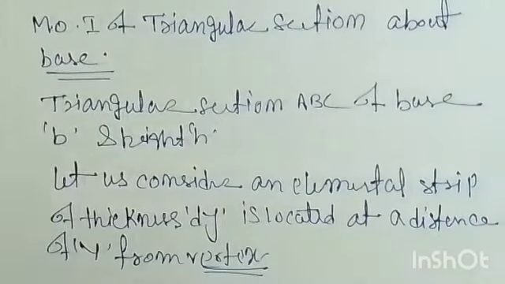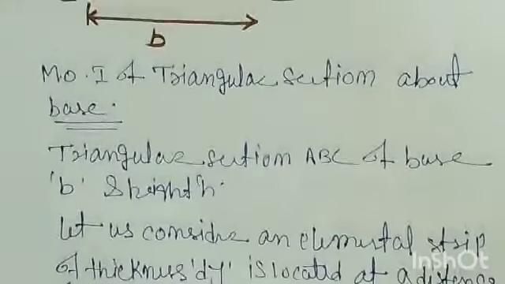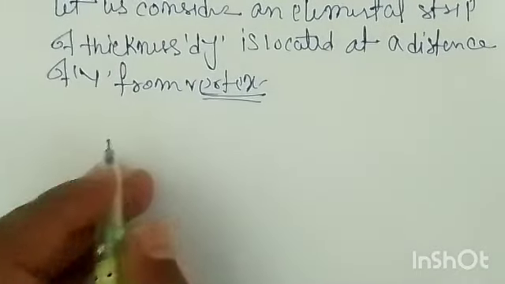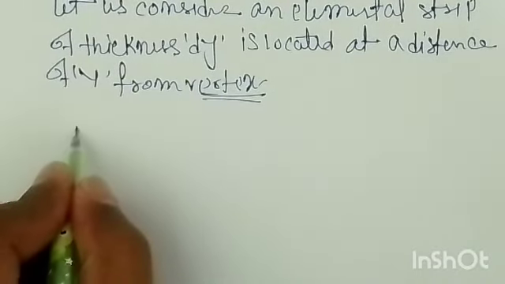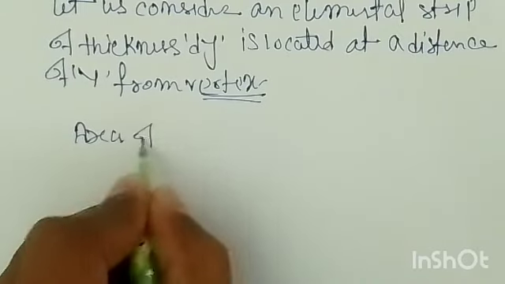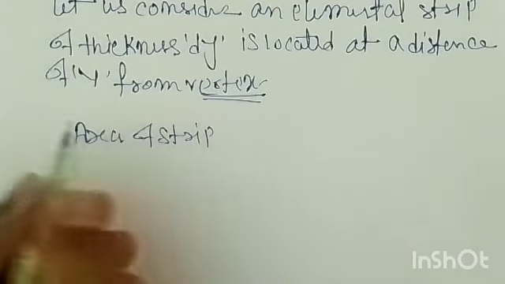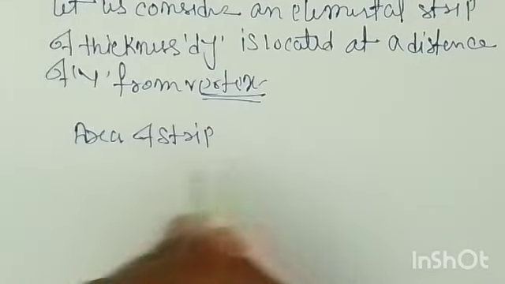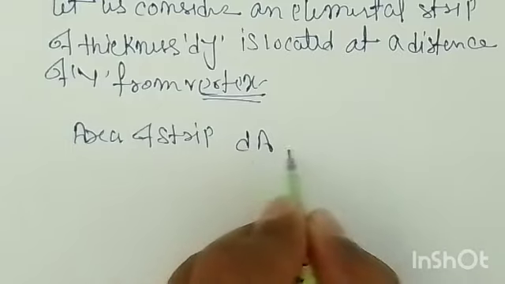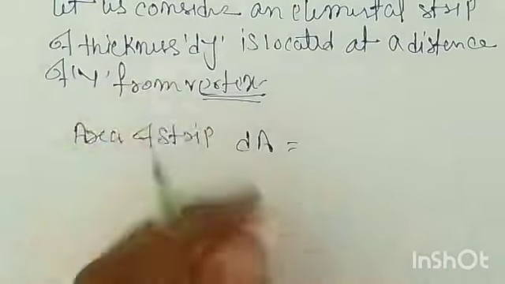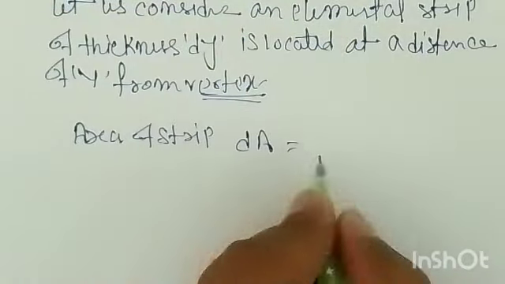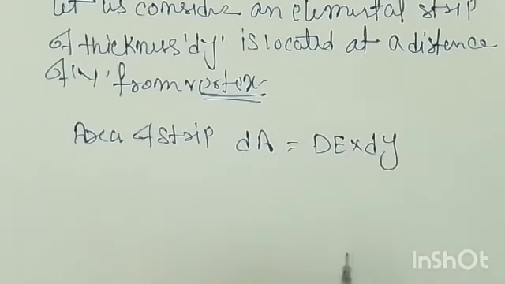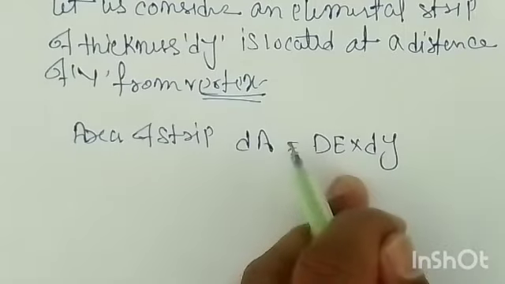So first of all, we will find out the area of the strip. Write down the area of the strip. It is a very small elemental strip, so the area will be dA. Is it or not? The area of a strip dA is equal to width into thickness. Width is DE, and the thickness is dy. Just now we have seen. So this is DE into dy, right? So now you need to find out the DE.